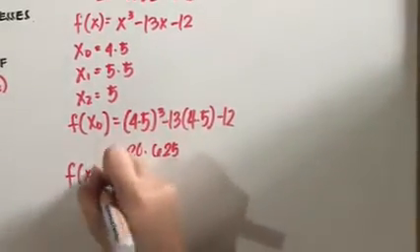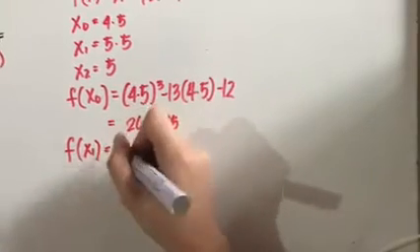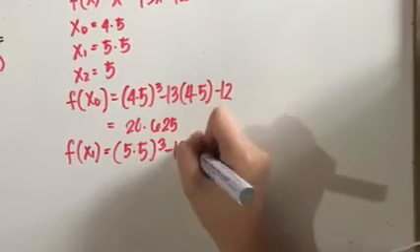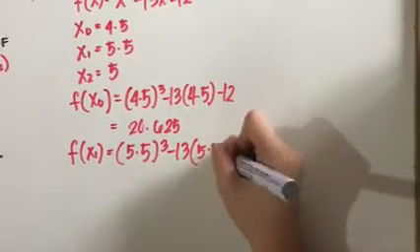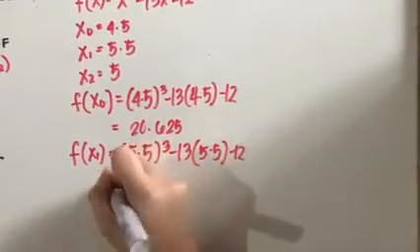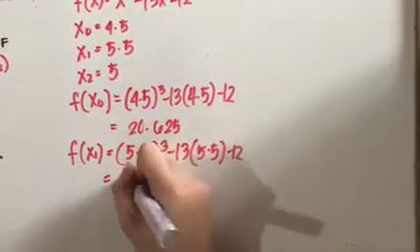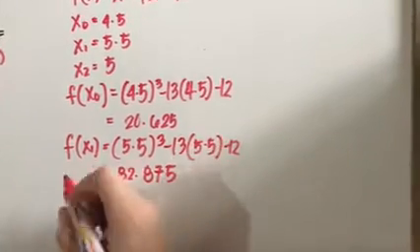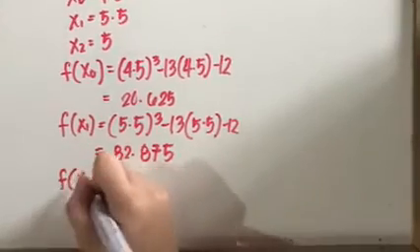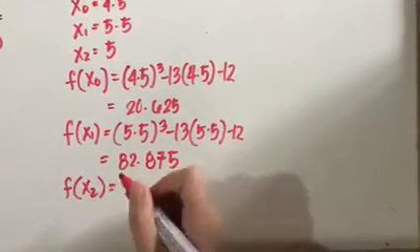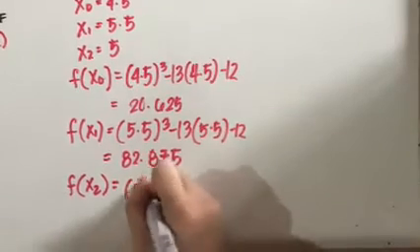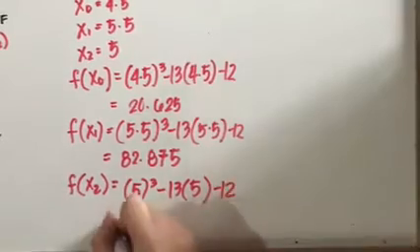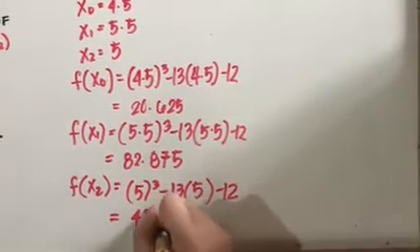f of x sub 1 equals 5.5 raised to the third power minus 13 times 5.5 minus 12, which will give us 82.875. And for the last, f of x sub 2 equals 5 to the third power minus 13 times 5 minus 12, which will give us 48.